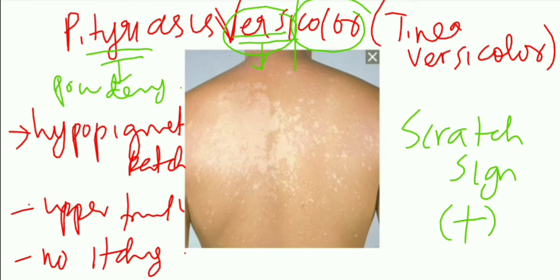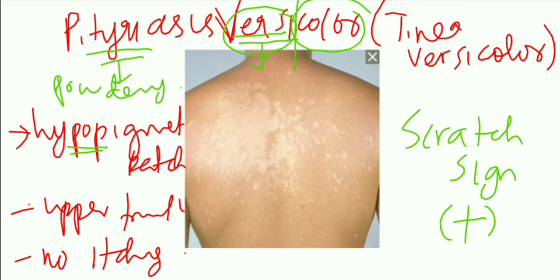Now the question is why it is a hypopigmented patch. We will see the explanation for each. Why is it hypopigmented? Because in our skin the pigmentation is because of melanin. For the formation of melanin we need an enzyme, tyrosinase, but here this enzyme is getting inhibited.